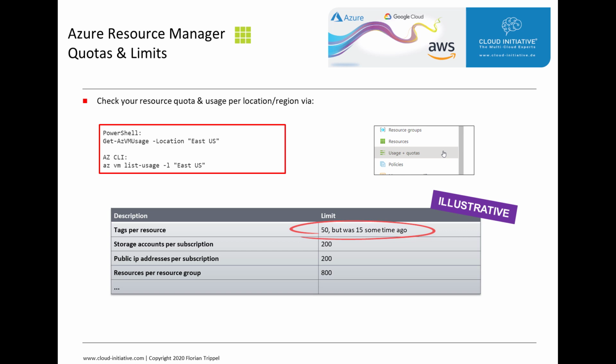Although Azure is not so much about memorizing numbers as AWS, there's still a number you should memorize, and this is the tags per resource limit. In this case, the limit is 50, but was 15 some time ago.